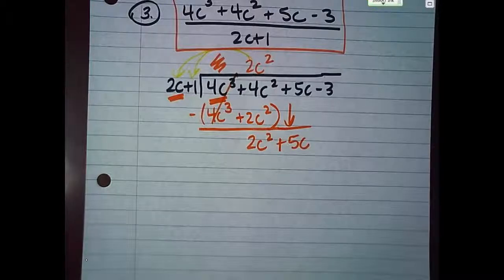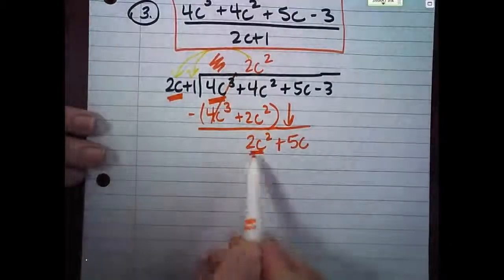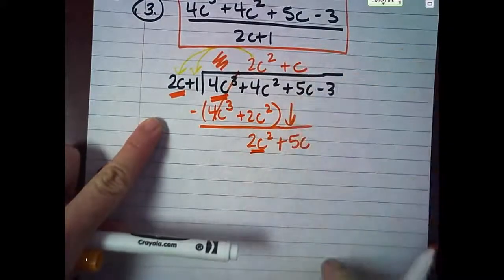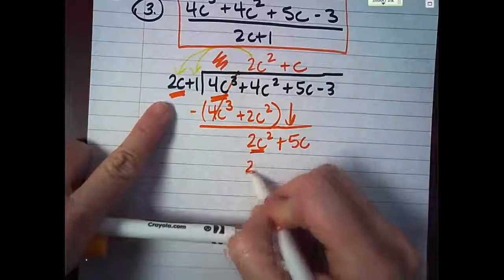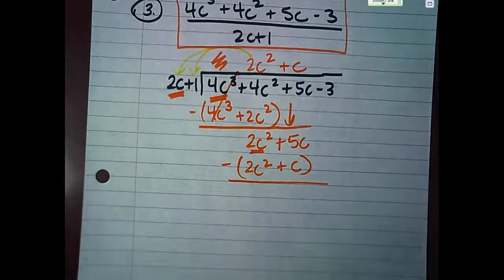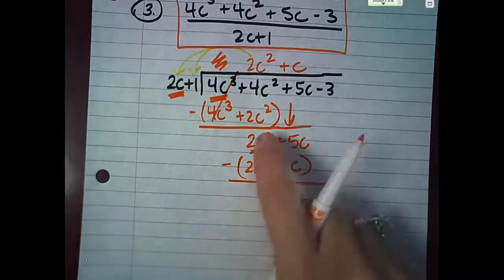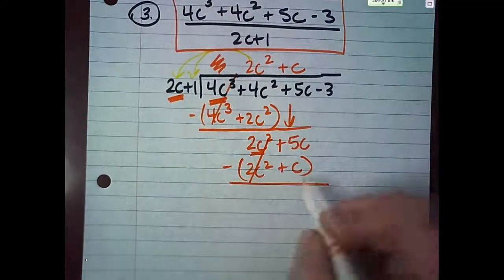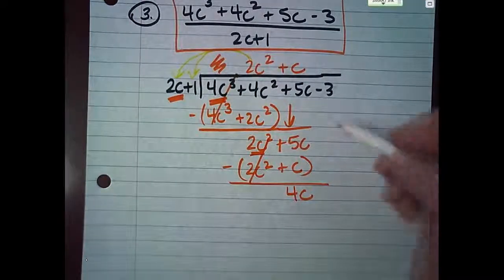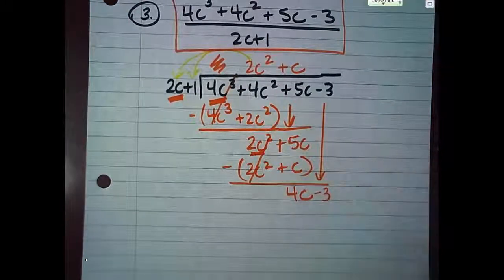What am I trying to cancel now? A 2c, and you always underline the first term. So 2c and 2c squared. So this time, all I need is a c. Multiply times both. And then remember to subtract. Be careful, subtract both. So 2c minus 2c goes away, 5c minus c is 4c. Bring down the negative 3. You try the next number.